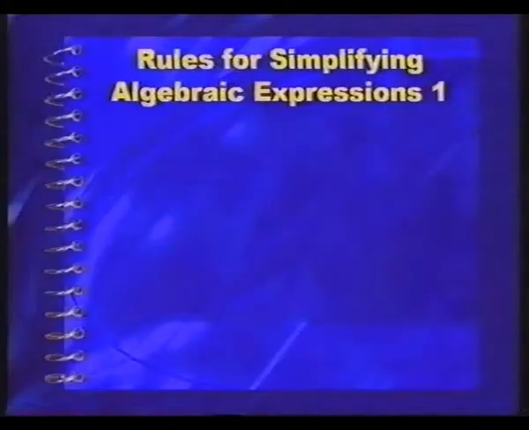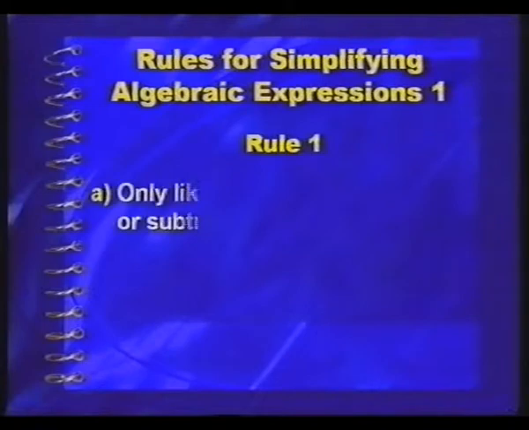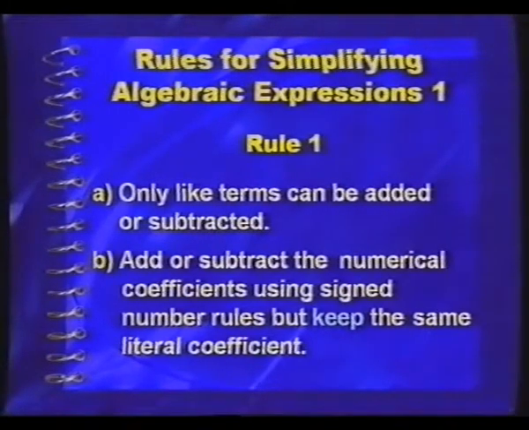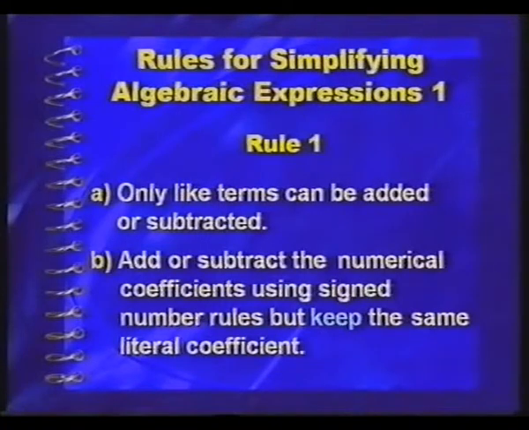So this leads then to that important rule of algebra about simplifying expressions. Only like terms can be added or subtracted. It will come up on the screen now. I've called it rule 1. And when you add or subtract, you have to keep the same literal coefficient and you have to add or subtract the numerical coefficient.